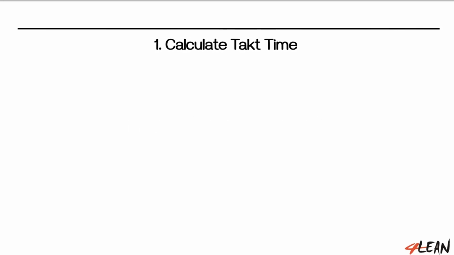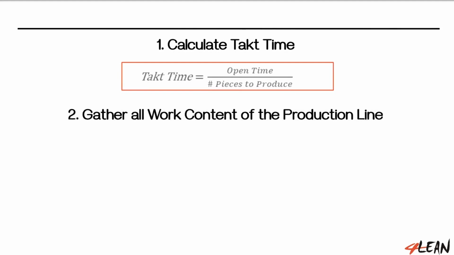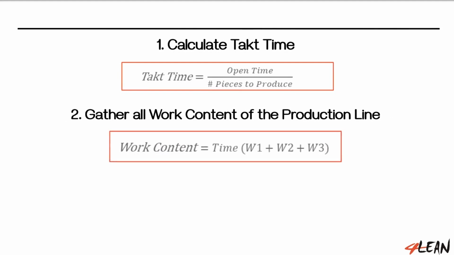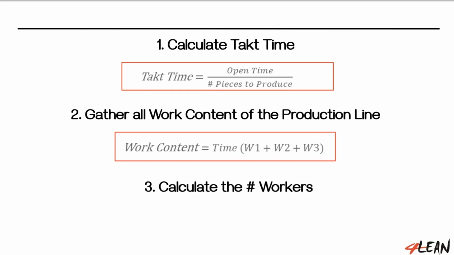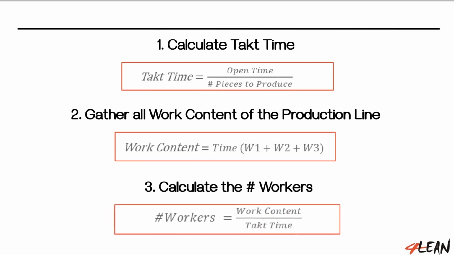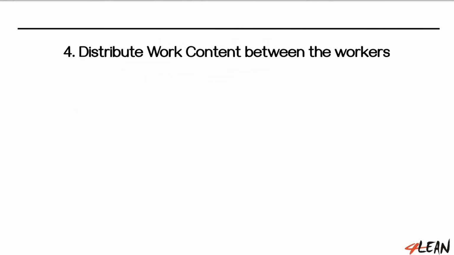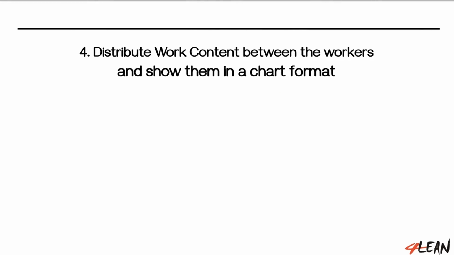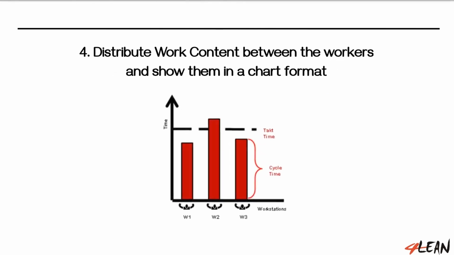1. Calculate takt time. 2. Gather all work content of the production line. 3. Calculate the number of workers. 4. Distribute work content between the workers and show them in a chart format.